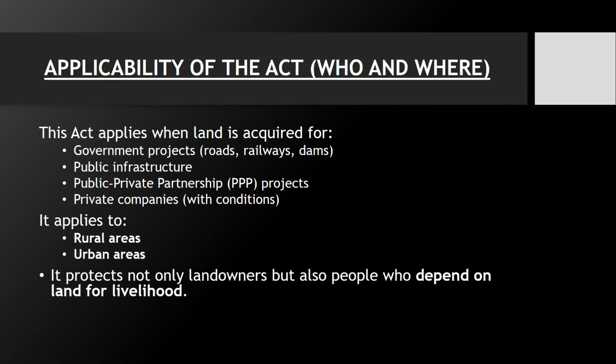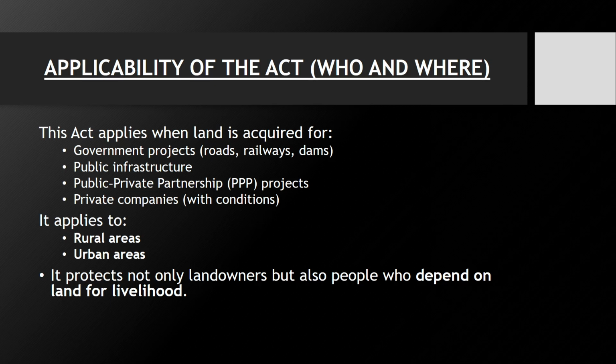When the government needs land for government projects, this act applies, for roads, for railways, for dams. Provisions may be different for these classes, but this act applies. Another is public infrastructure, public private partnership projects. For example, Habibganj railway station. Or private companies, or you can say any company, if a private company needs land, this act applies there too.